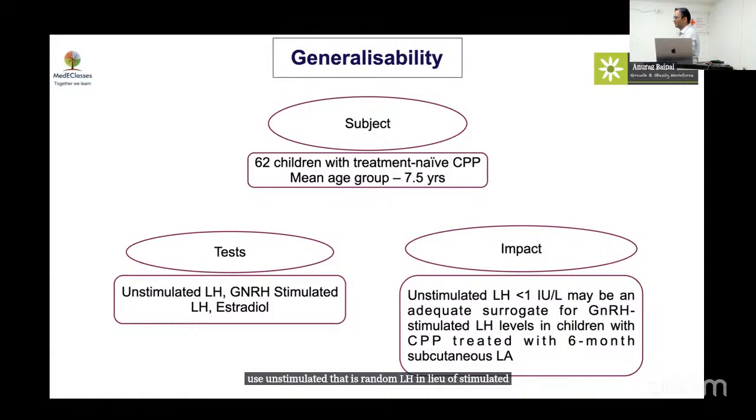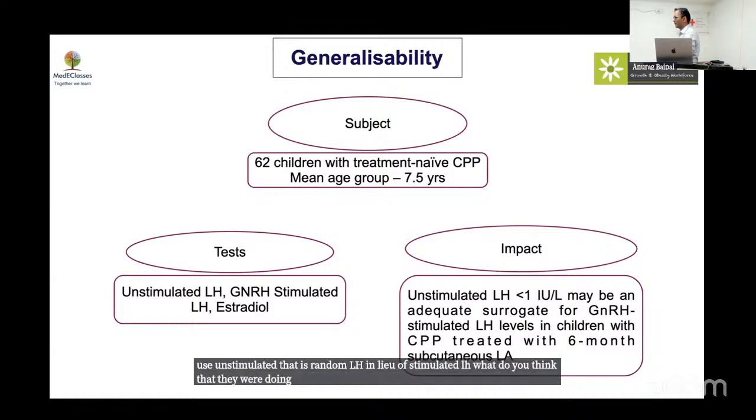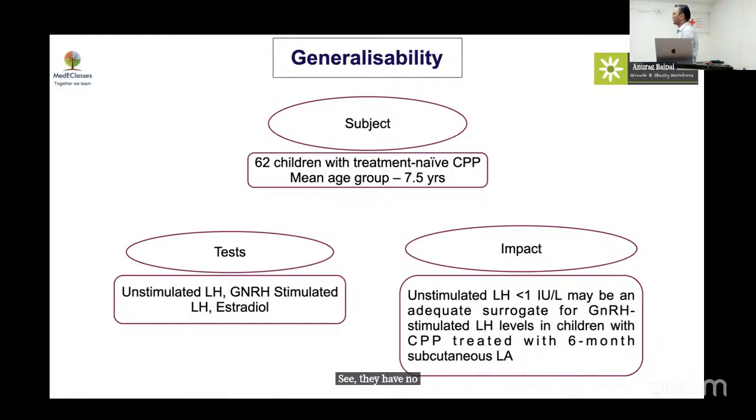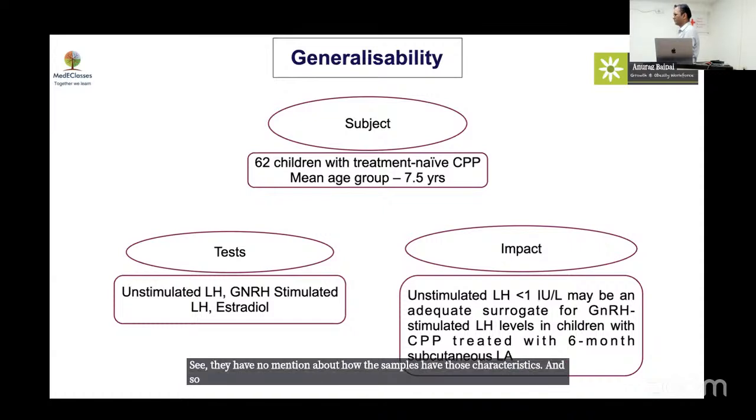Or do you think that they were doing it as part of the drug development and other pharmacokinetic things, and then they have used it in a reverse manner? Okay, now we have found this. So this was not primarily, see, they have no mention about how the sample size was calculated. So their primary aim was not to look at the differentiation of basal LH versus stimulated LH. This was part of the drug development, but now you've got the data, so they're using that data.